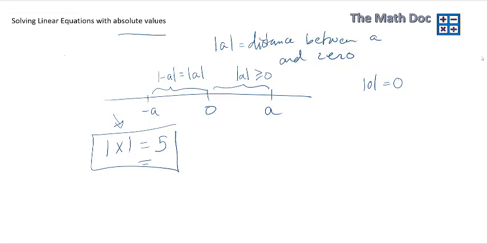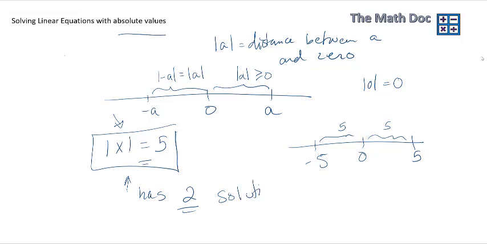What is the solution for this? Well, if we look at the number line again, obviously 5 and negative 5 are both solutions of this equation because the distance between positive 5 and 0 and the distance between negative 5 and 0 are both equal to 5. So this is a trivial, very simple example, but it highlights something really important, and that is that this equation has two solutions.